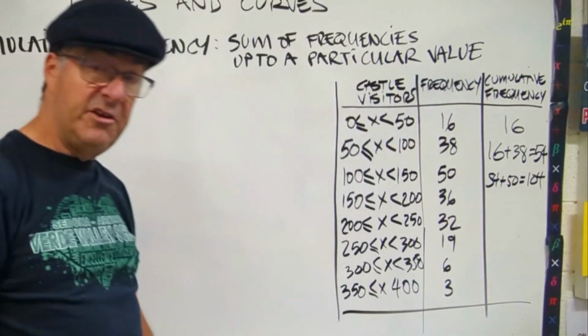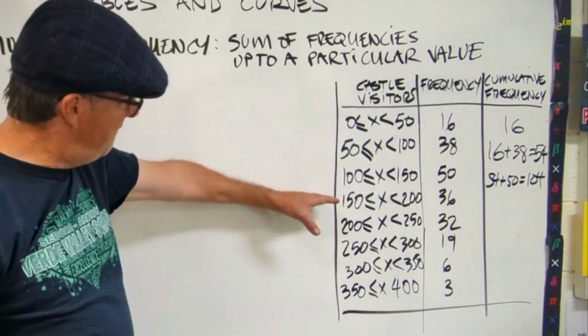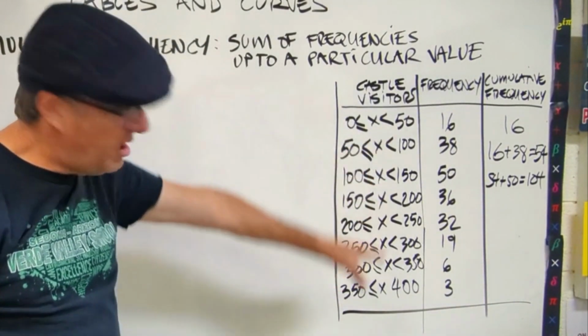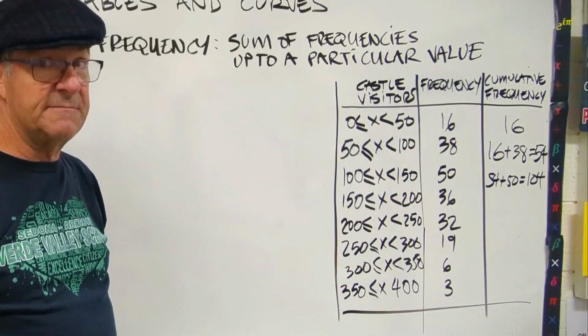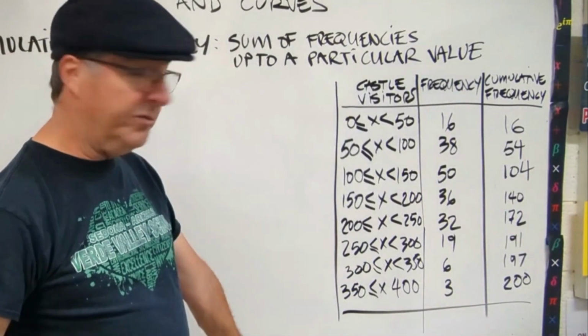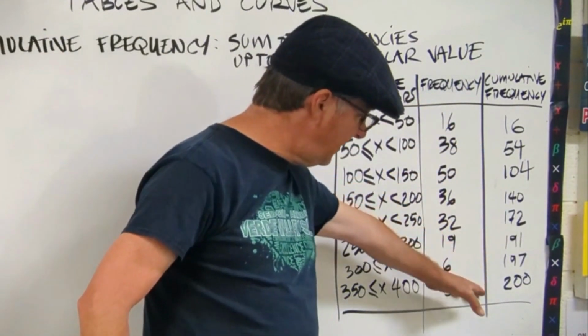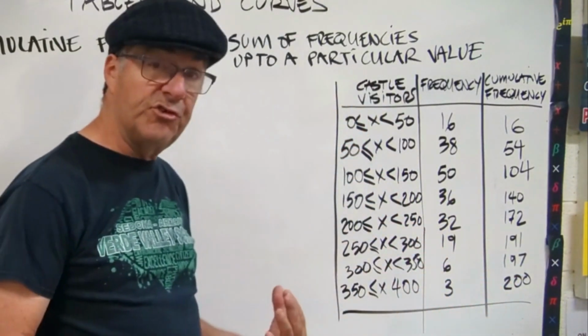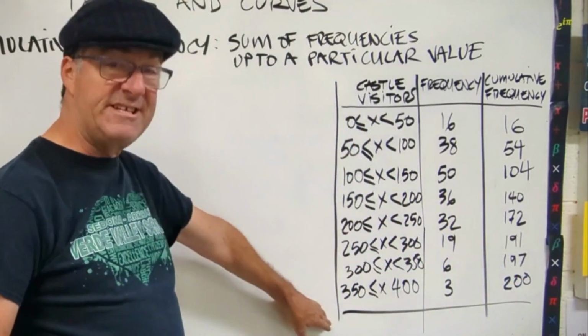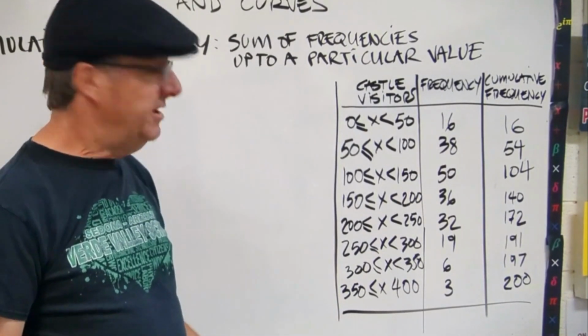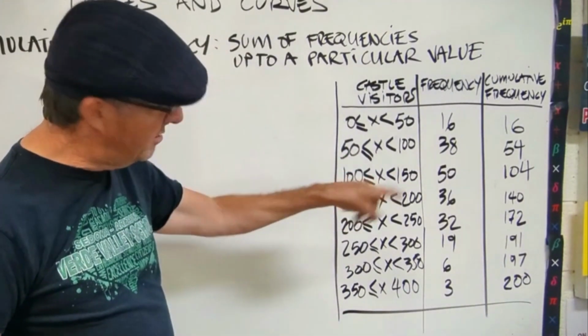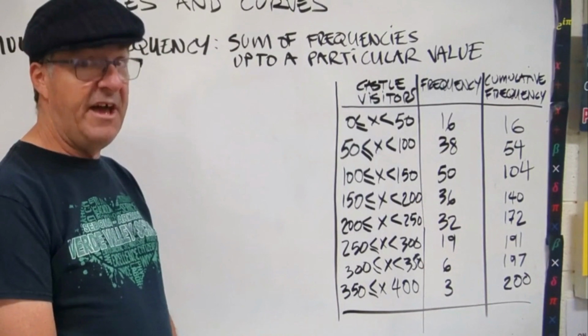So now what I want you to do is go ahead and pause the video and finish out your table. Go ahead and finish out the cumulative frequencies. All right, so go ahead and check your work. I just did my cumulative frequency there, and I had 200. And that's true, we do have 200 days in our data set. So if you didn't get 200, check your addition and make sure that you got that right.